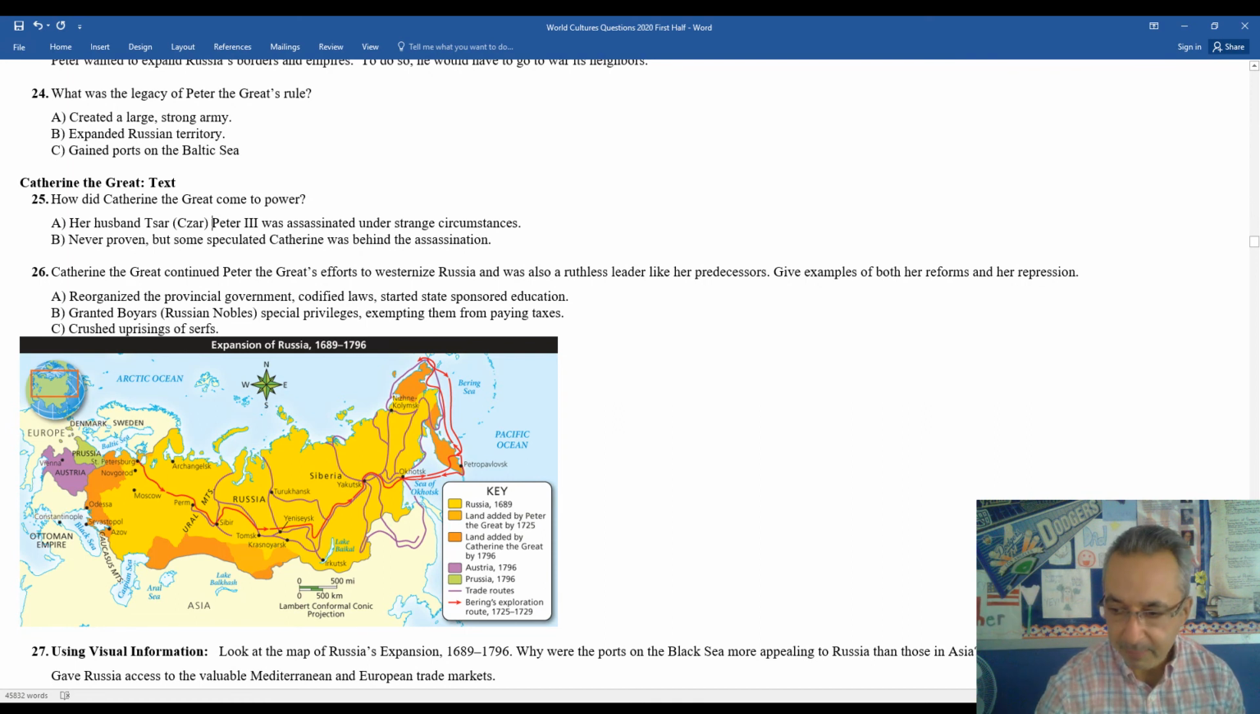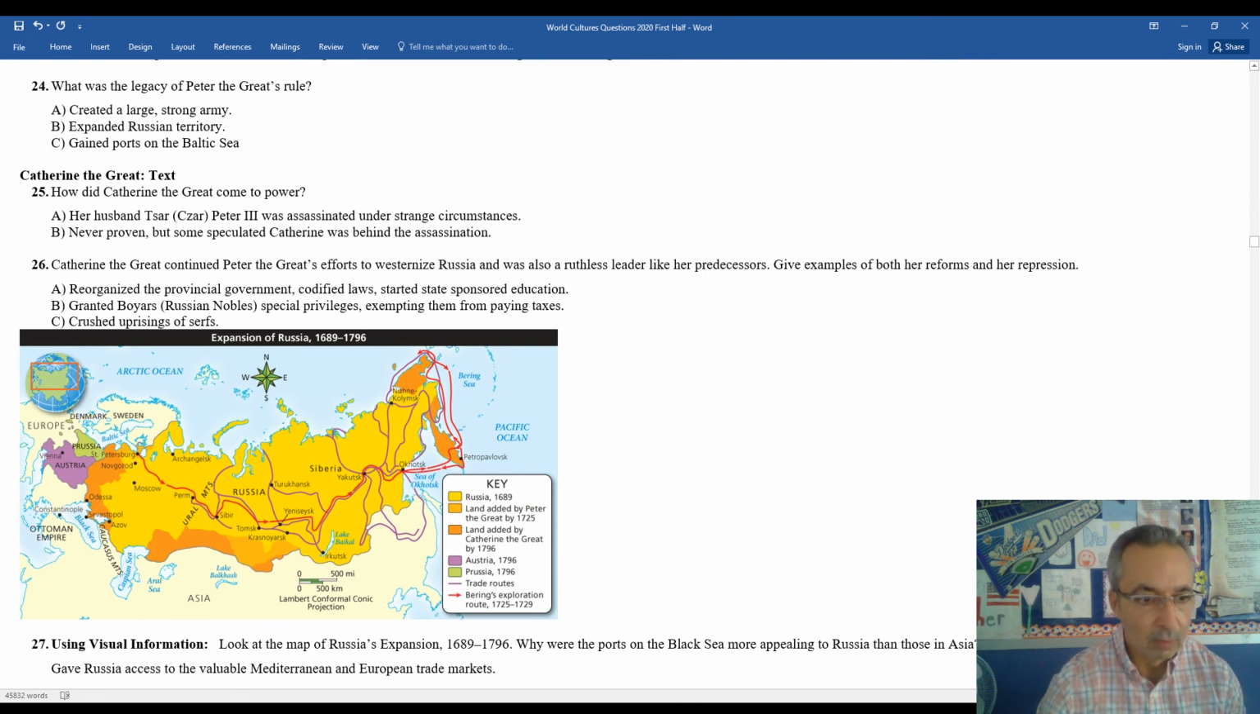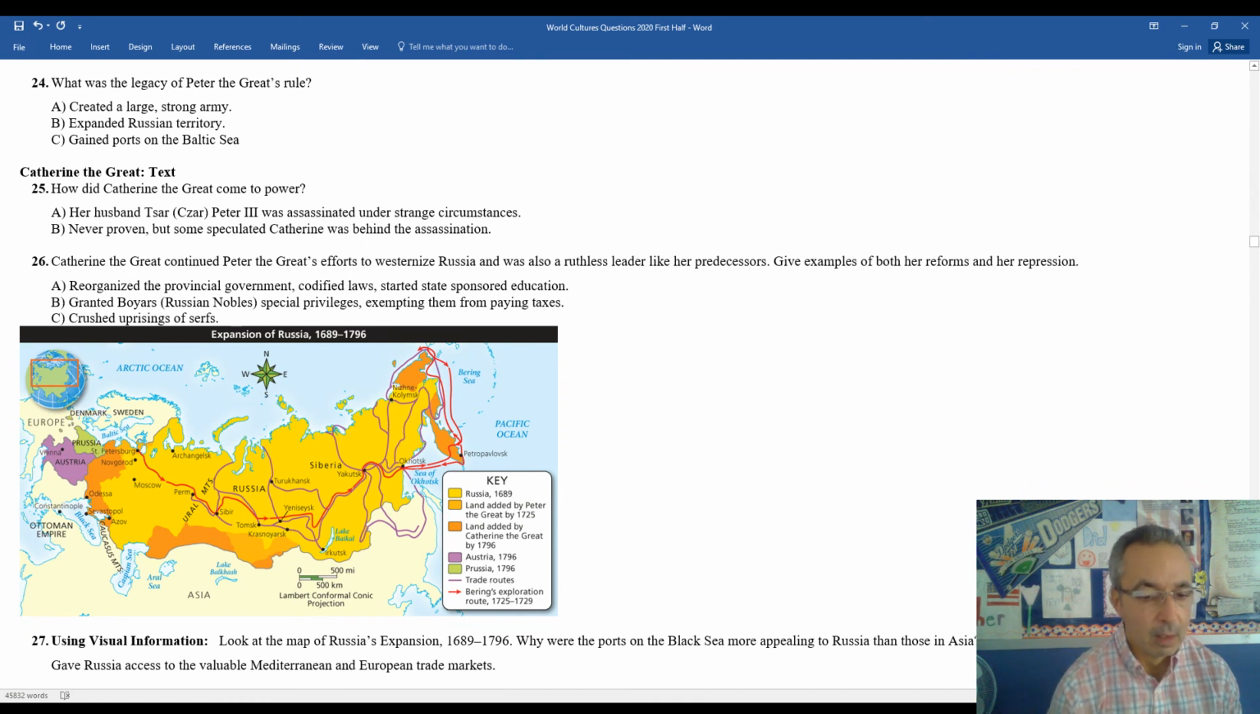Okay, we're going to use the map now for the next question. Based on the map of Russia, why were the ports on the Black Sea more appealing to Russia than those in Asia? Well, when you see the Black Sea there, it actually gives them an outlet to get to the Mediterranean Sea and trade throughout much of southern Europe and also out to the Atlantic. So this would give them tremendous access to what would be the wealthier regions of the world.